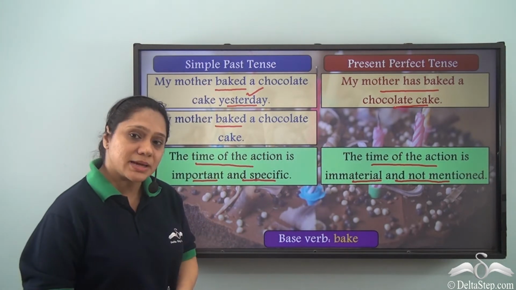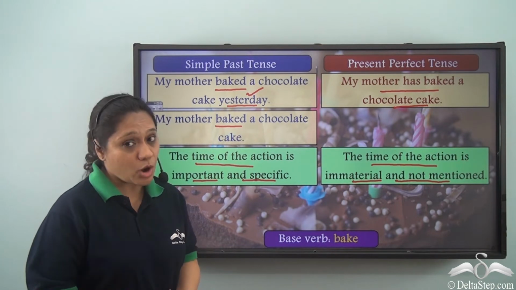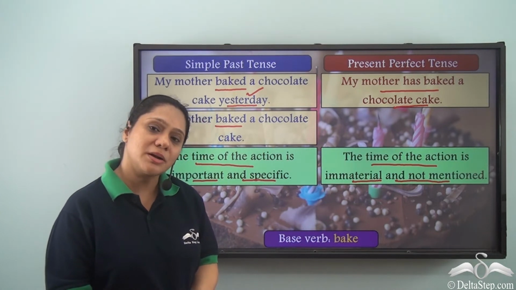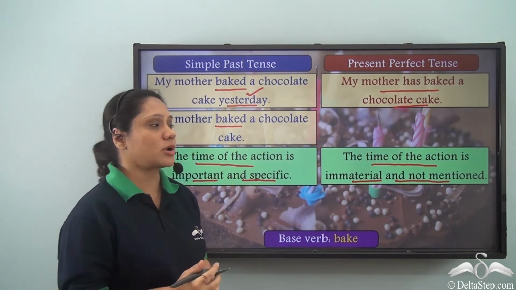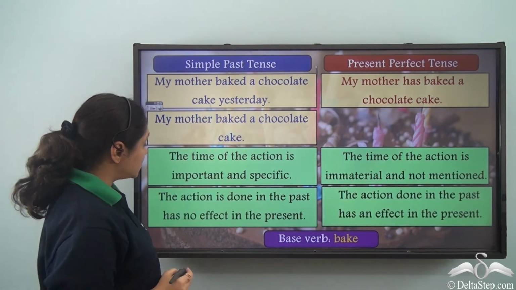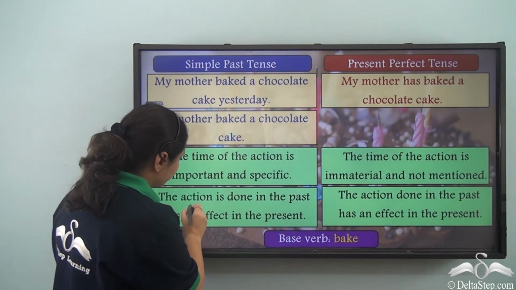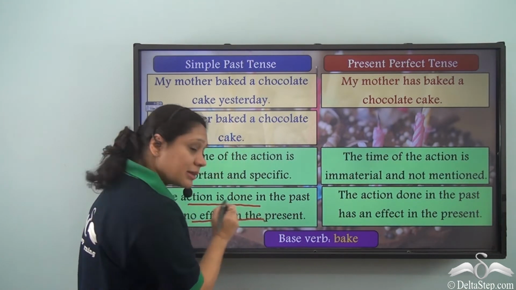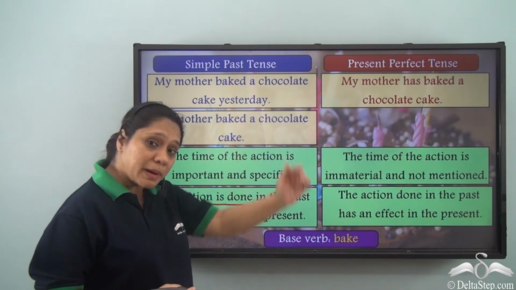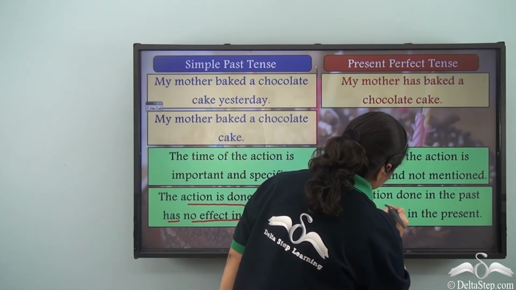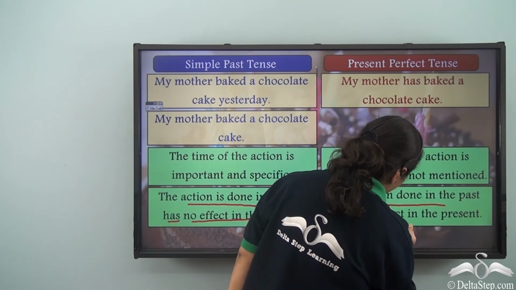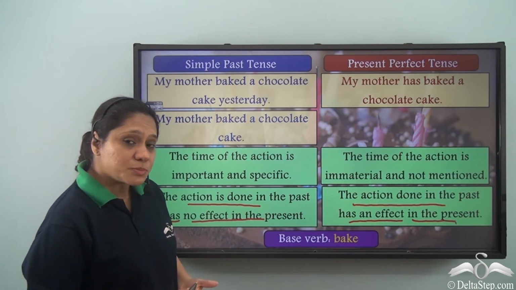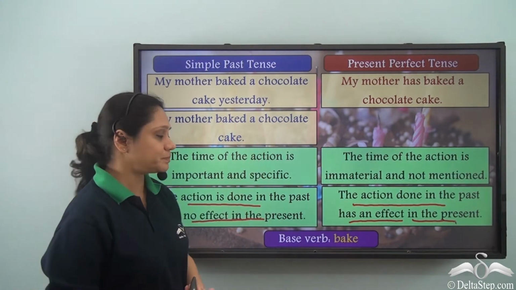In the simple past tense, the time of the action is important, but in the present perfect tense, the time of the action is not important. The action is important. So, in the simple past tense, the action is done in the past and has no effect in the present. But in the present perfect tense, the action done in the past has an effect in the present and it is important, much more important than the time.